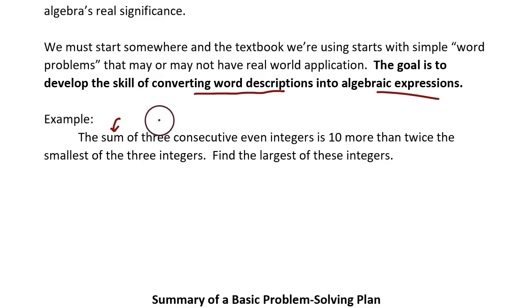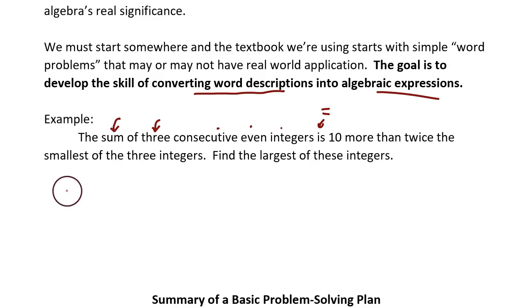Sum means add. We're adding three numbers. The numbers are described to us. They are consecutive even integers. The word is means equals. We're told it's 10 more than, so that's adding 10 to something. Twice the smallest. Twice means 2 times a number.